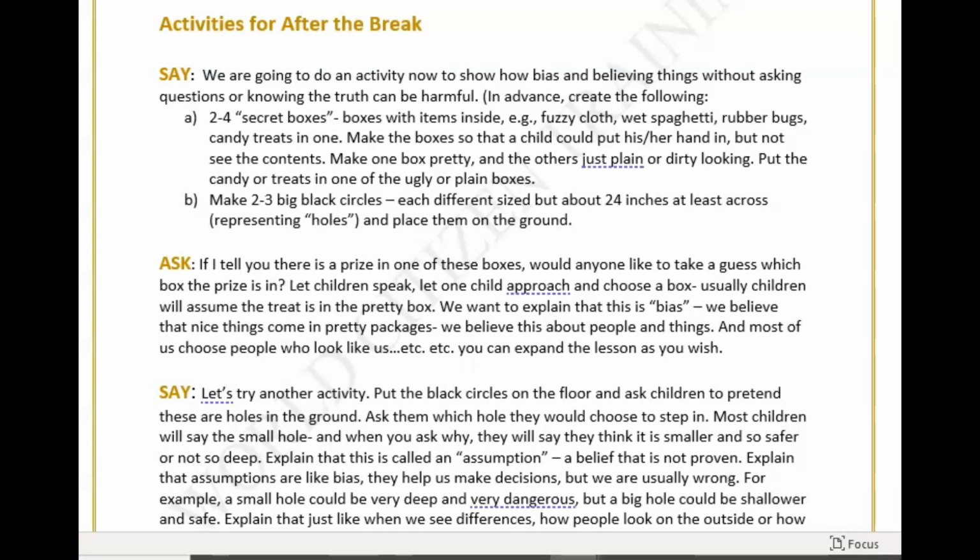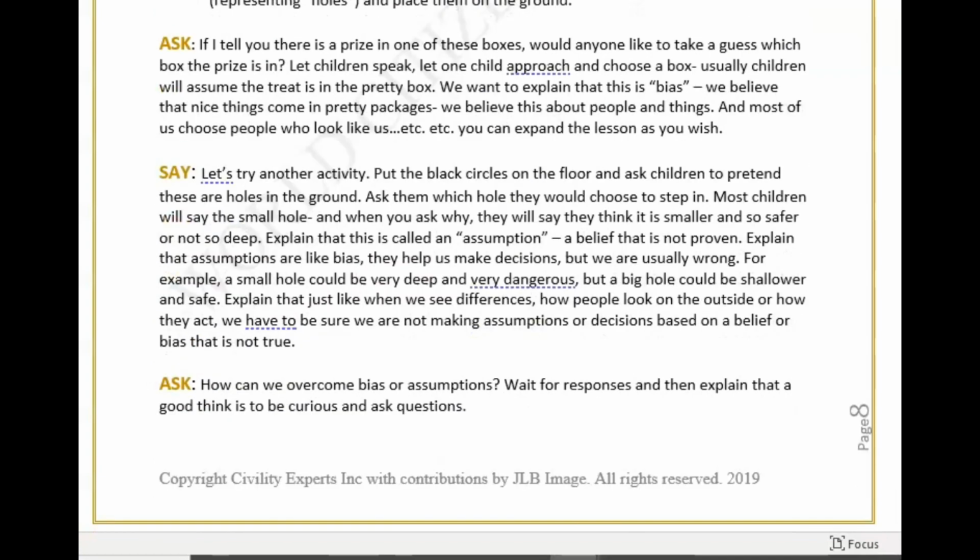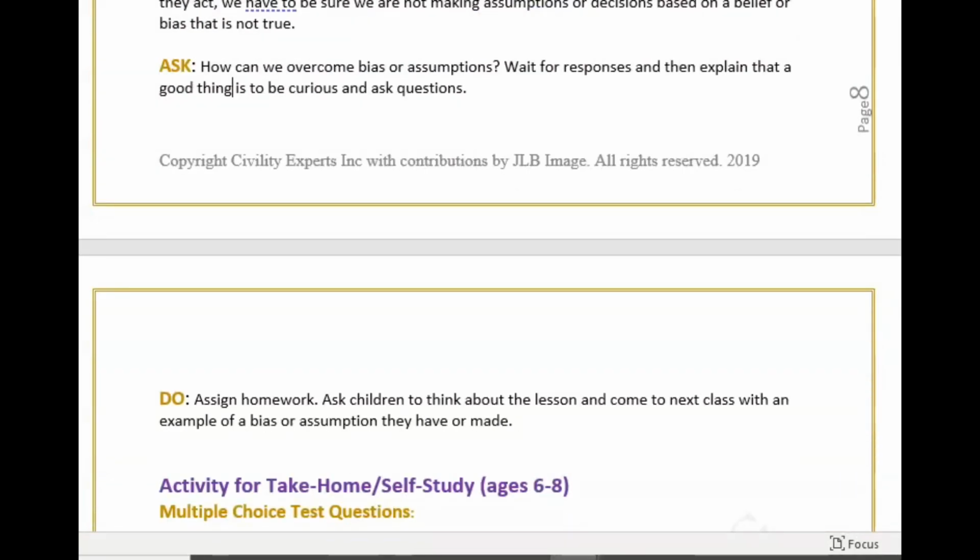So we want children to understand that when we see differences, how people look on the outside or how they act, we have to make sure that we're not making assumptions or decisions based on a belief or a bias that is not true. And then we're going to ask, how do we overcome these biases? And then we want to explain to children that a good thing, and apologies here, these are draft lessons that I'm using here, a good thing is to be curious and ask questions.